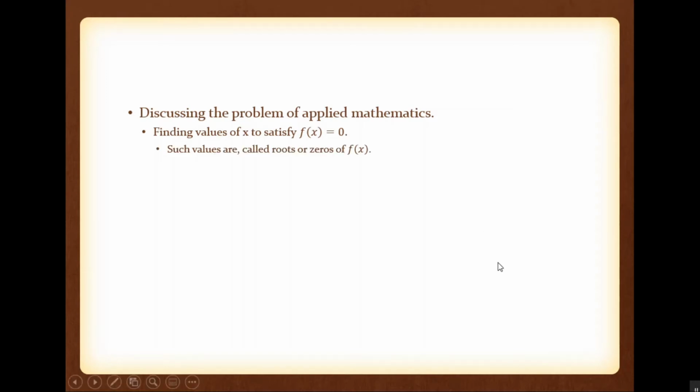Please note, the value of x where f of x is equal to 0 is known as the root of that function f of x. Okay, and finding that root is known as the solution of f of x equal to 0. Not solution of f of x, solution of f of x equal to 0. Okay, and here in this particular module, we are discussing how to find the value of x where f of x equal to 0.